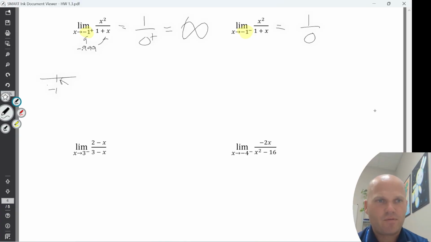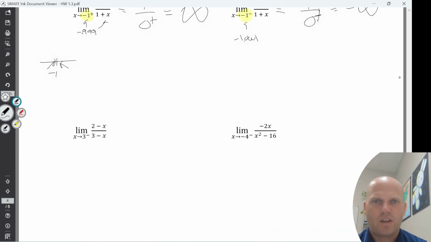If I went to the left of negative 1, I'm thinking about negative 1.001. Again, I get a positive 1 in the top, or something close to positive 1, because it's negative 1 squared. I get a number close to 0, but in fact, it'll be close to 0 and negative, which is why I'm going to get negative infinity.